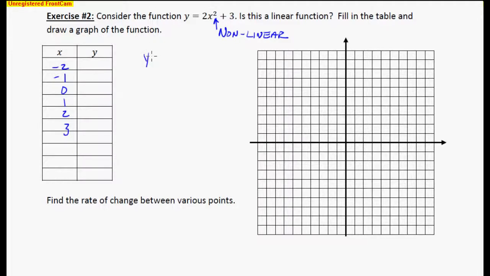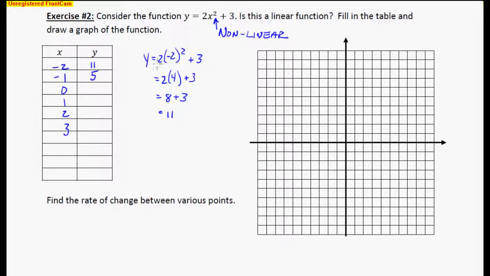If I plug in a negative 2, make sure you go by your order of operations here, because if you don't, you're going to get a wrong answer. The first thing we need to do is square the negative 2, and that gives me a positive 4. 2 times 4 gives me 8, and 8 plus 3 is 11. I'm going to do the same thing for each of these values. Plug in a negative 1, it squares to give me a 1, multiplied by 2 gives me 2, and I add 3 and get a 5 right in here.